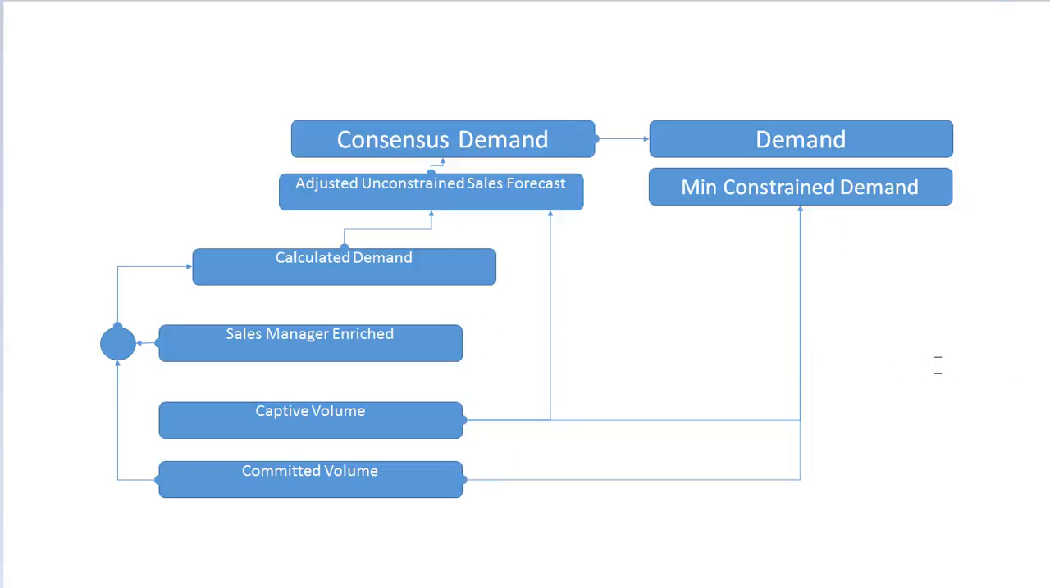Now let's do another example with a different situation. Let's say the committed volume is 10 and 5, like in the previous example, but in this case, the enriched value is 9 and 4. This represents that if you aggregate the values for committed volume and sales manager enriched forecast, the committed volume is all the way higher on an aggregated basis than the enriched value.